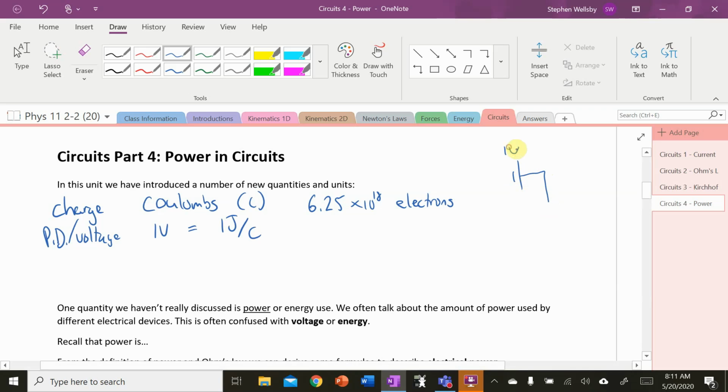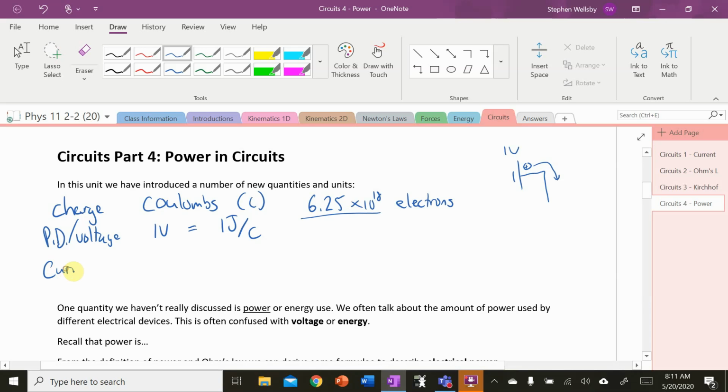So if I have a 1 volt battery here, for example, it means that every coulomb of charge that's moving in this direction is going to have 1 joule of energy. So if you were to pack together 6.25 times 10 to the 18 electrons and combined with that package, you give them 1 joule of energy, that means that it's gone through a 1 volt power supply. So just another way of looking at that.